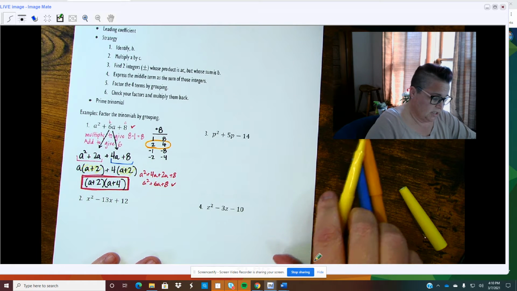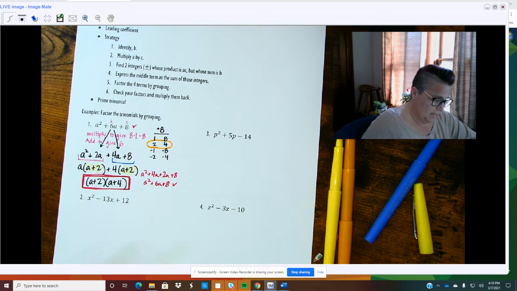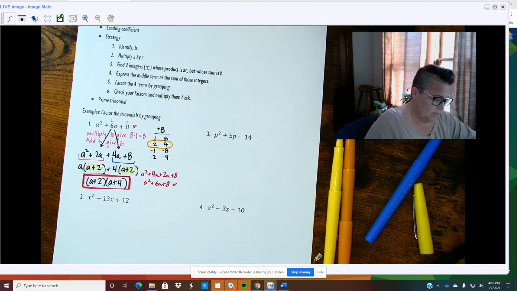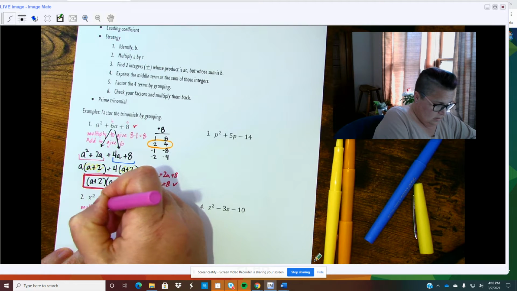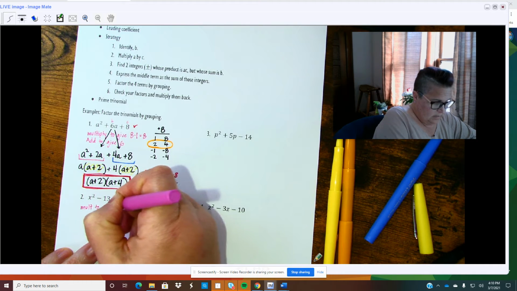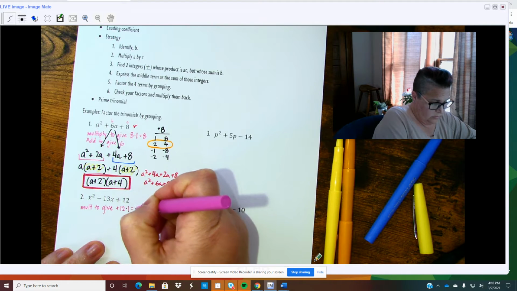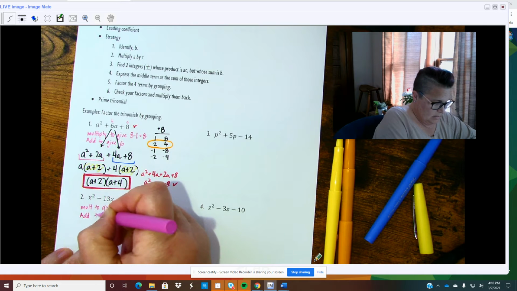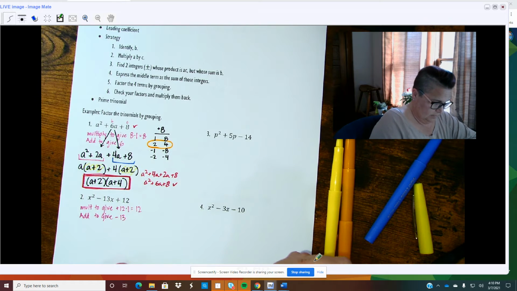Problem number 2 is x squared minus 13x plus 12. So I need the factors. So I want to multiply to give me a positive 12 times 1, or 12. When we want to add to give a negative 13.